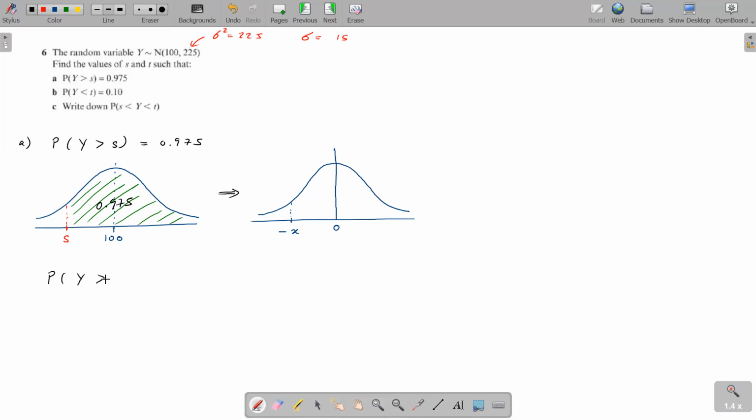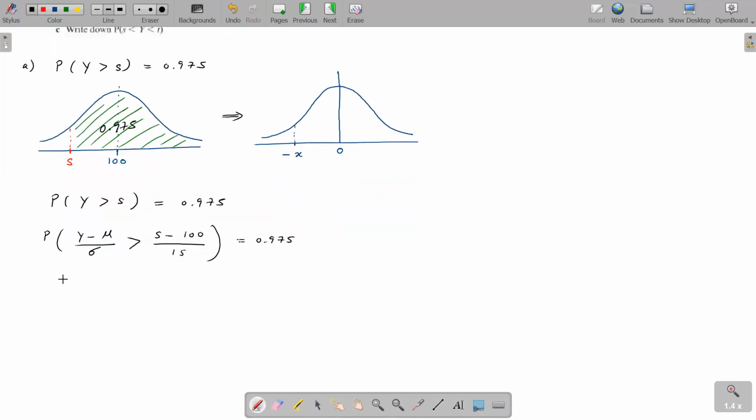Probability Y greater than S. We need to show this so that they see. So from Y, you subtract the mean and divide by sigma. And now this is the conversion of S. So from S, you subtract the mean and divide by the sigma is 15, right? The sigma is 15. This is equal to 0.975.